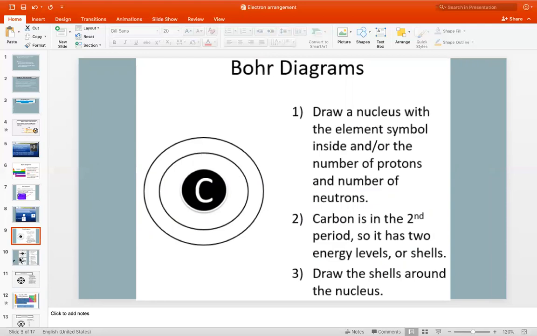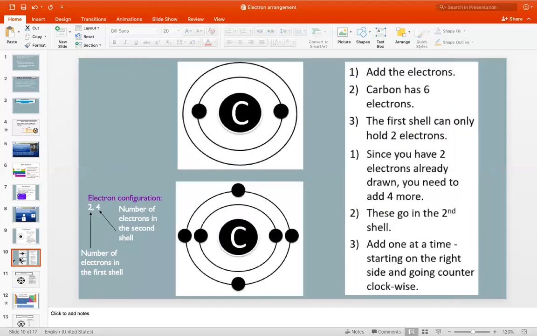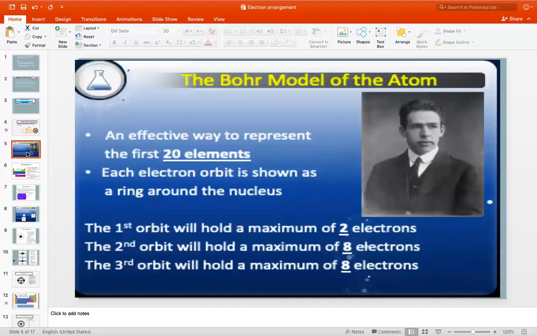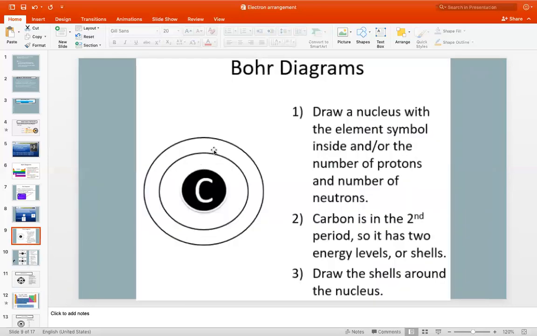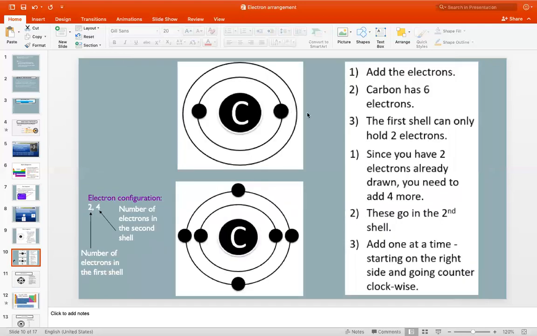So now the next step. According to Bohr, which we have read in this slide, the first circle or orbit will have a maximum of 2 electrons. So if carbon has 6 electrons in total, the first shell will have only 2. And we always draw them on opposite sides, not next to each other, because they both have a negative charge. They repel each other. They always move away from each other. So that's why we draw them like that.